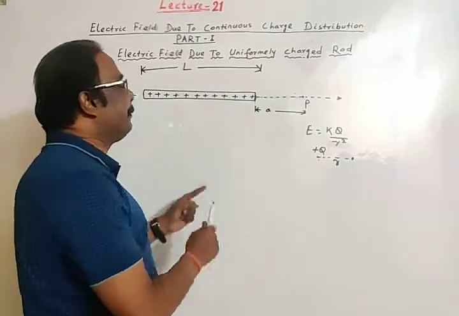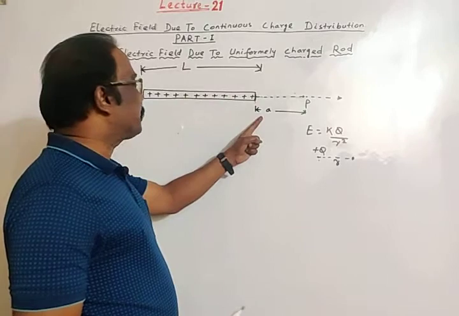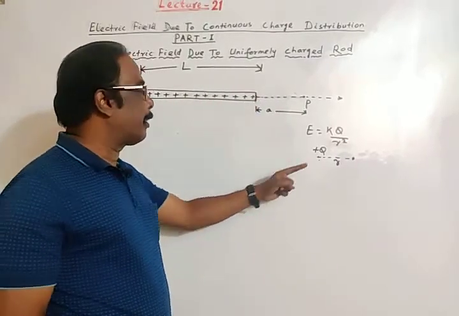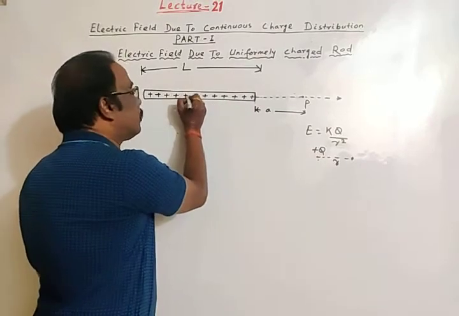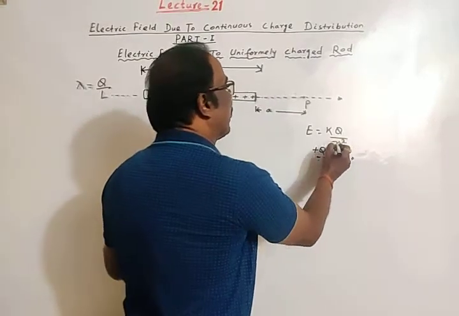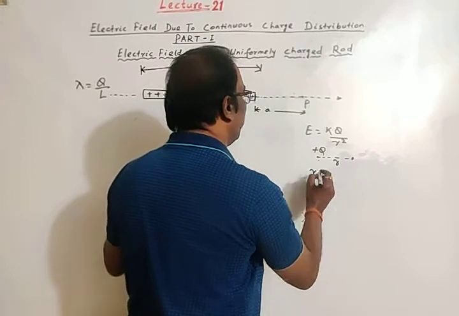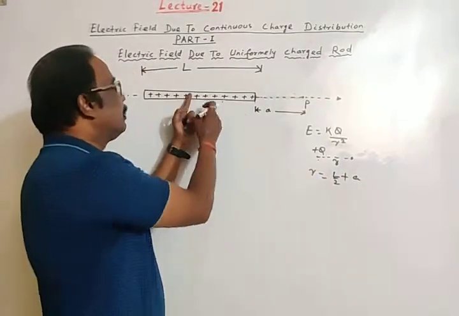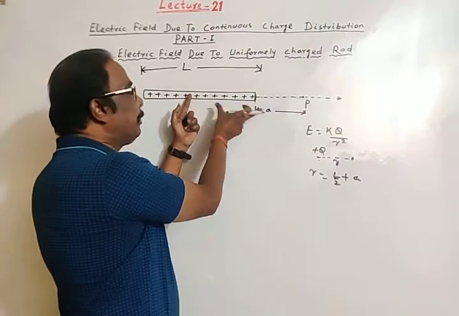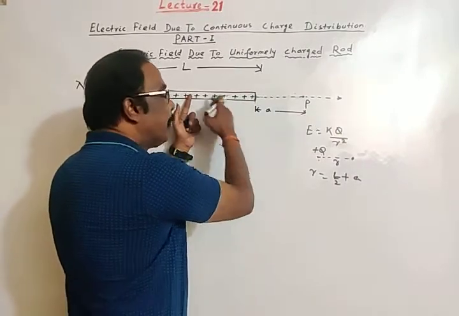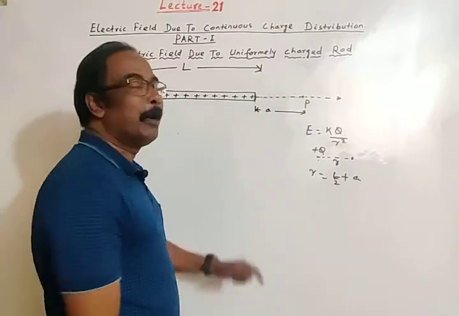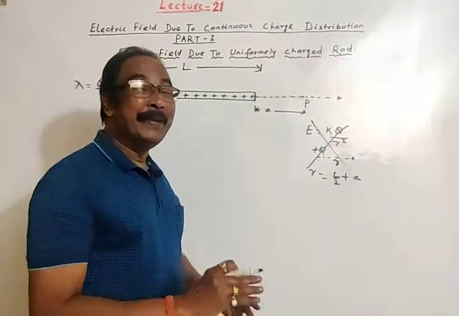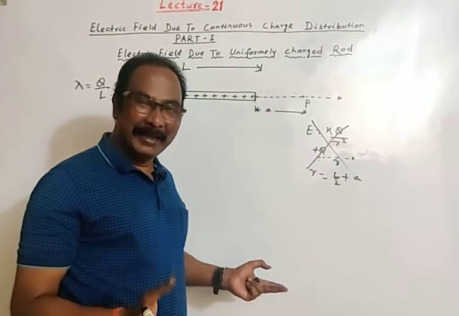Here total charge Q is distributed throughout the length, so we can't take a point charge at the center, or take R equal to L by 2 plus A. If it were at the center, half the length is L by 2 and this distance is A, so from the center the total distance is L by 2 plus A. We can't take it like this. So we have to take some alternative method.